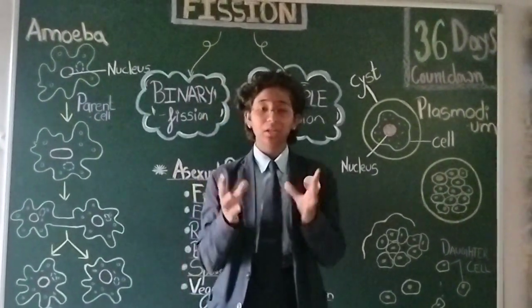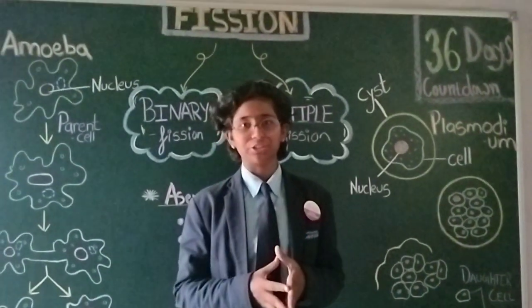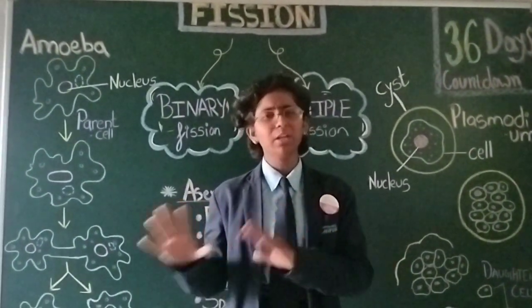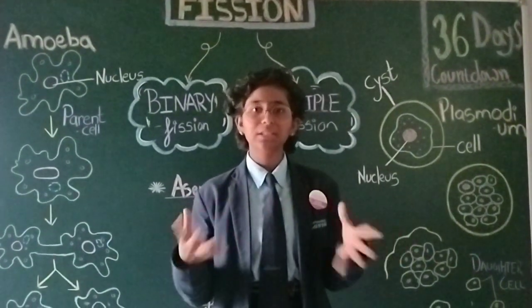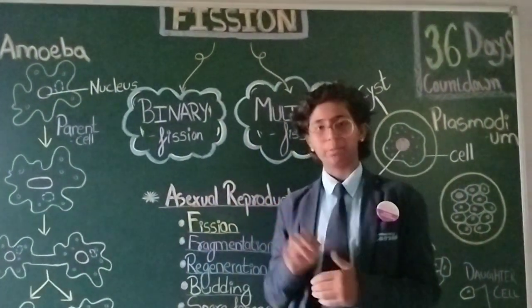A few organisms don't take the trouble to actually go and find someone for reproduction. Therefore, they say, I'm self-sufficient and I don't need anyone for help. I can do all the things by myself. Hence, they undergo asexual reproduction.